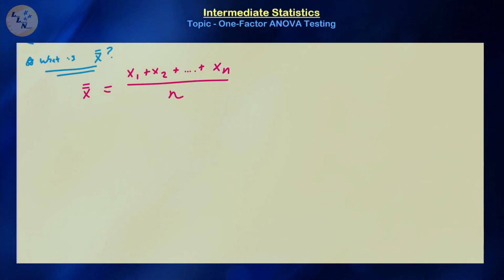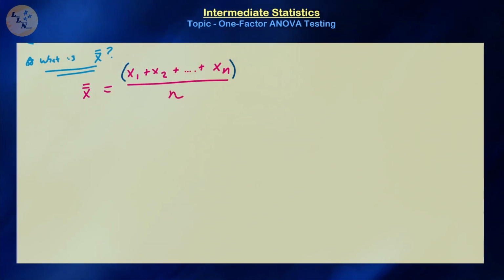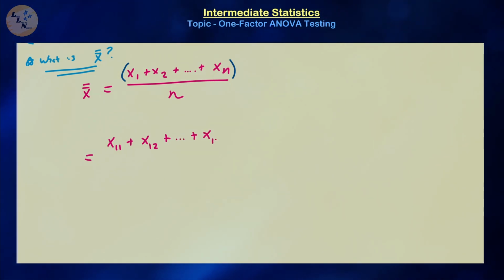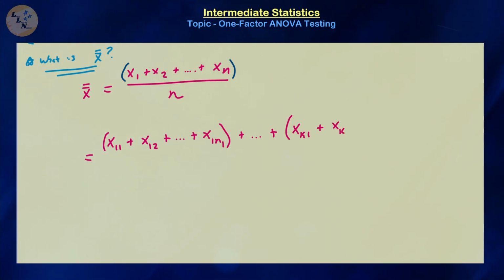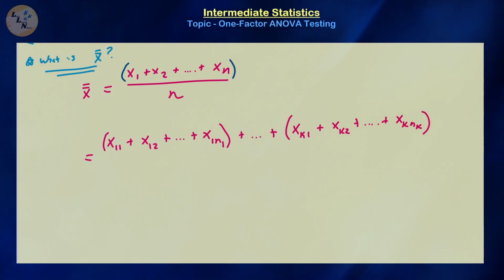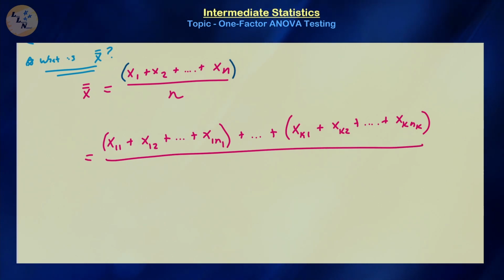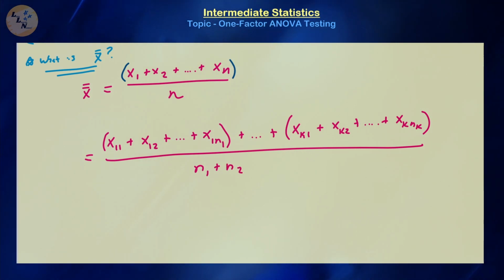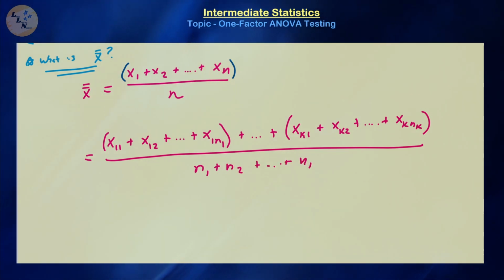Now, if we focus this sum in the numerator in terms of the groups, then we can rewrite that as x group 1 respondent 1 plus x group 1 respondent 2 all the way out to x group 1 respondent n1, so that's the last respondent in group 1. And that's going to go all the way down to x group k first respondent, x group k second respondent, all the way down to the last respondent of the last group. And we can re-represent n as the sum of the group sizes, so n1 plus n2 all the way down to nk.